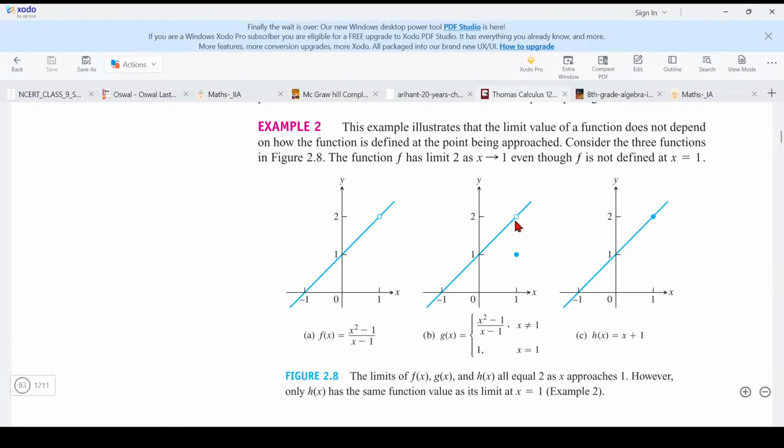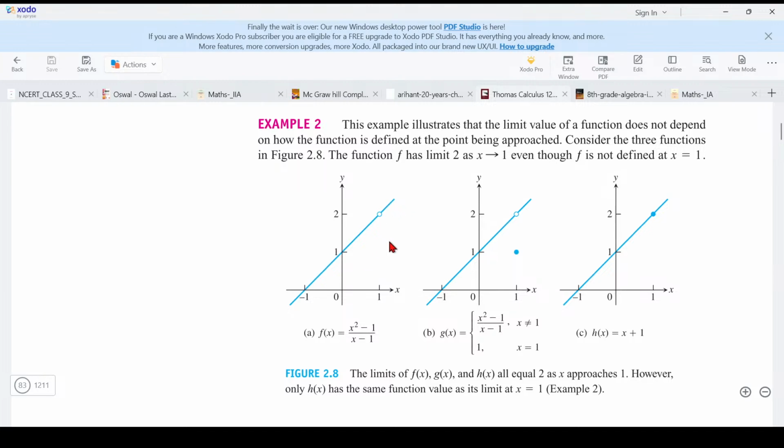But in this case, f of 1 is not defined. In this case, f of 1 is 1. In this case, f of 1 is 2. But the limit as x tends to 1 is 2. In all three cases, the limit is 2. When x tends to 1, as we are going towards 1 on the x-axis, we are tending towards 2 on the y-axis.